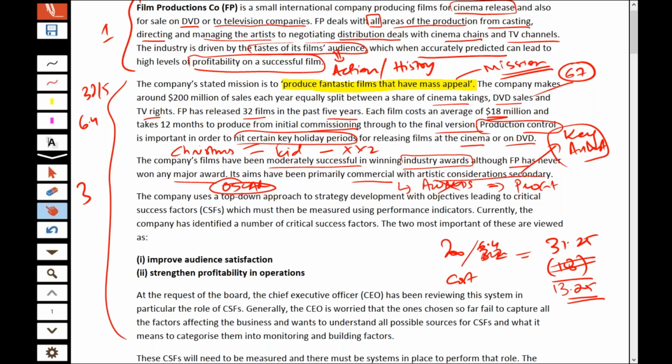Now, it says the company uses a top-down approach to strategy development, with objectives leading to the critical success factors. So what they are adopting is strategy, the objectives, and the CSFs, which then must be measured using performance indicators. Currently, the company has identified a number of CSFs. The two most important of them are, number one, improve audience satisfaction, and the second, strengthen the profitability in operations.